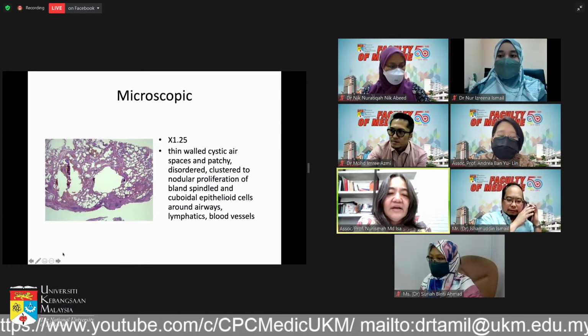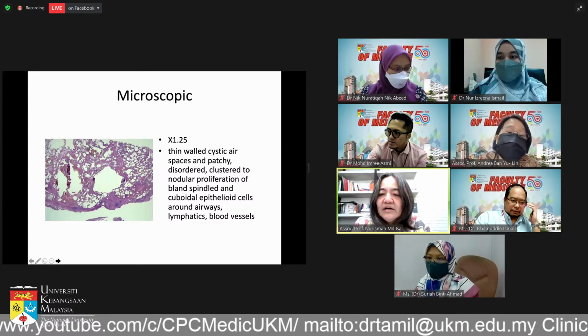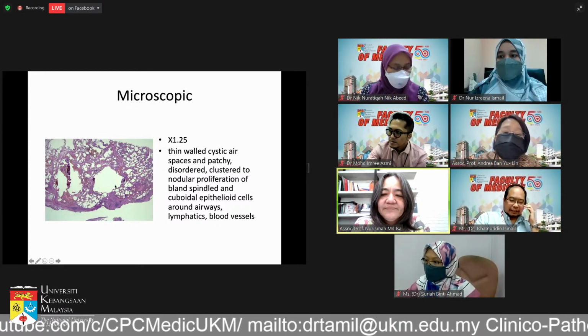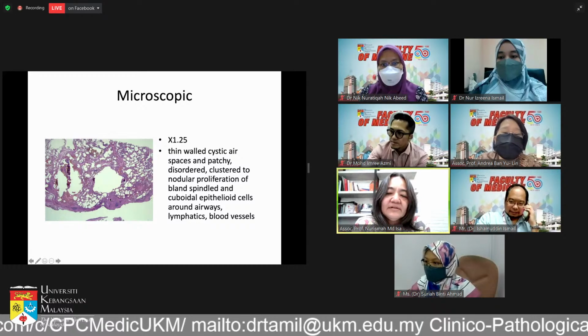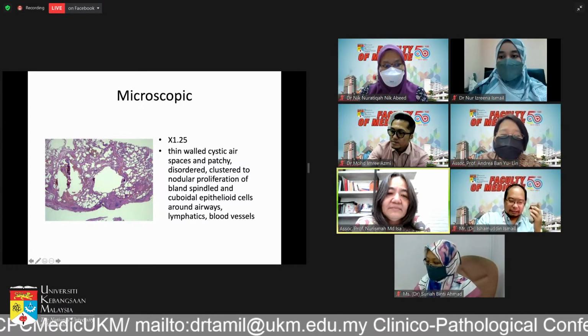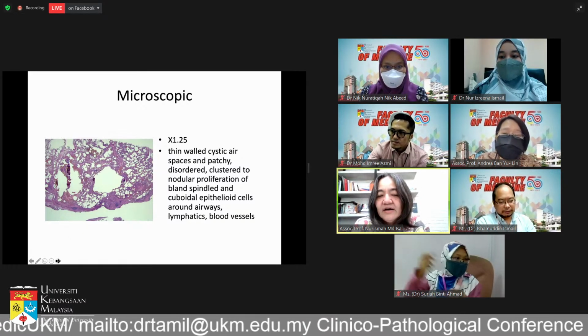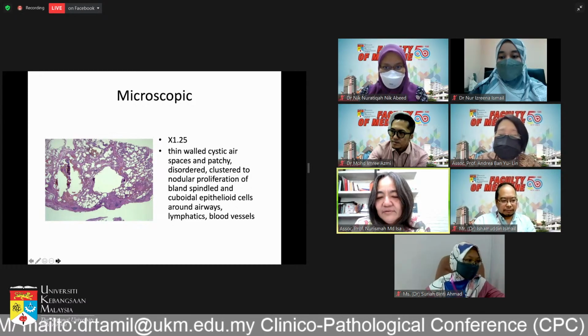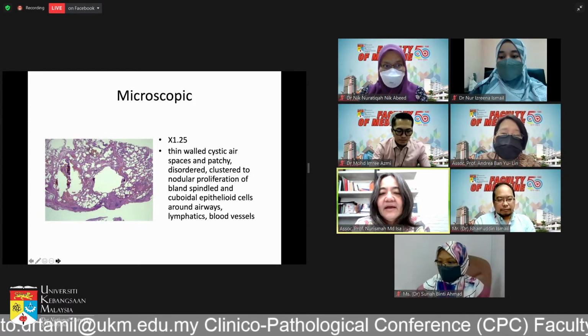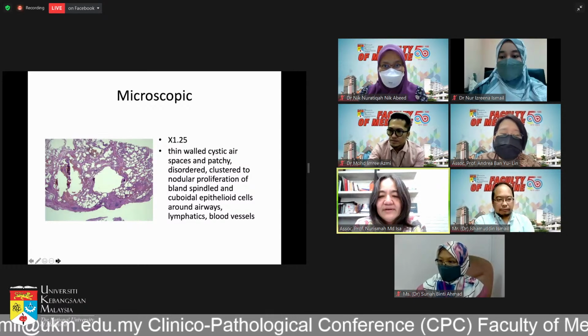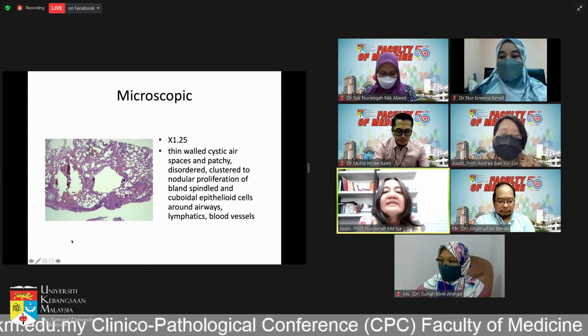And there are, if you can appreciate, smaller clustered to nodular proliferations of bland spindle to cuboidal epithelial cells, which are better appreciated on the much higher view which I will show later. These are mainly seen around the airways, lymphatics and blood vessels. Next, please, Andrea.